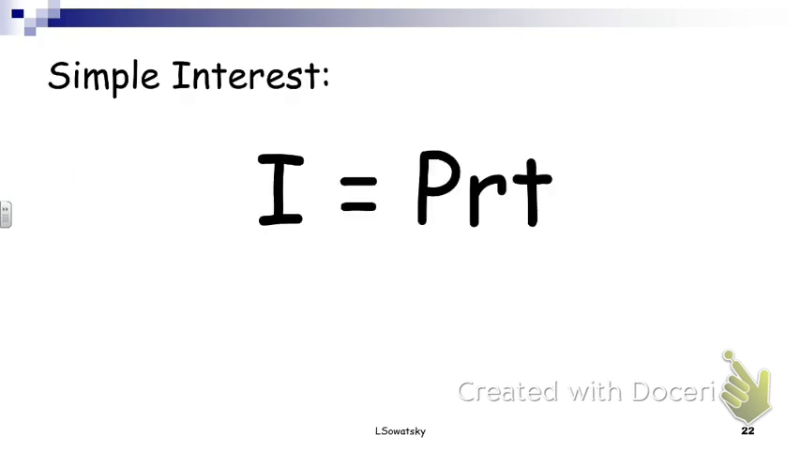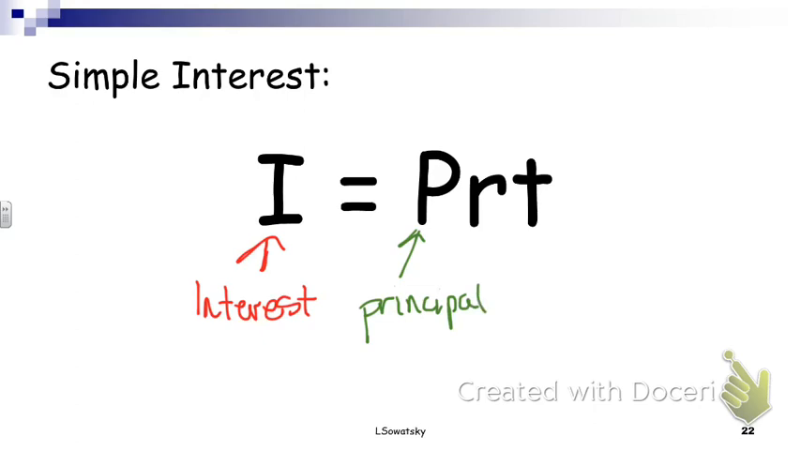So our formula for simple interest is I equals PRT. And usually you always see this as capital I, because a small i in math means something else. So when we're using all these different letters, there's certain reasons why we have capital letters and lowercase letters. In this case, the capital I is for interest. The P is for the principal. Remember, that's your starting amount.